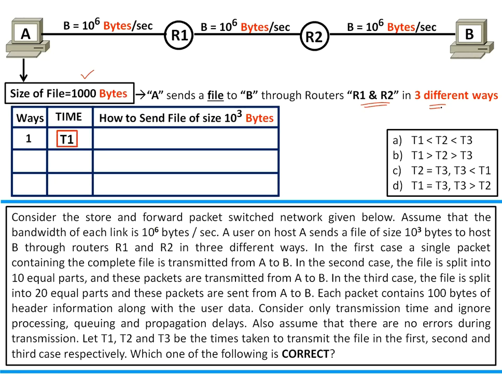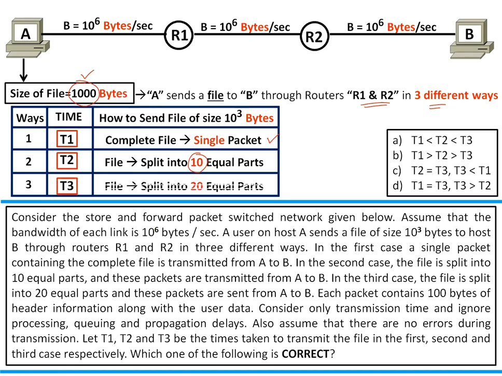First way, time is T1. It's the complete file in a single packet. Second way, time will be called T2. File will be divided into 10 equal parts, that means 100 bytes each. Third, T3. File will be split into 20 equal parts, that will be 50 bytes each. Each packet contains a header of 100 bytes.